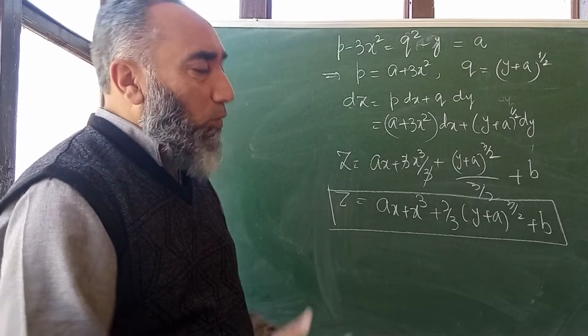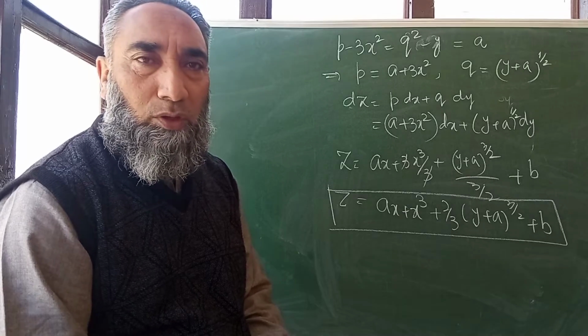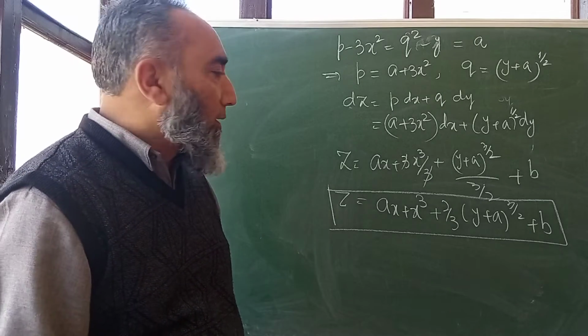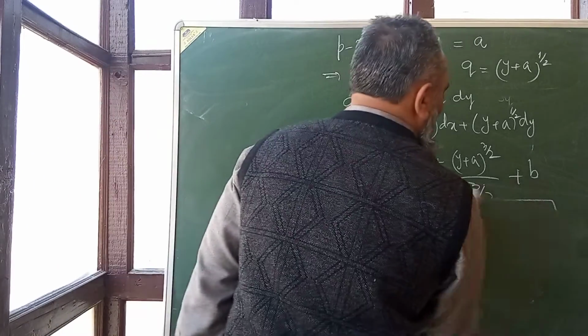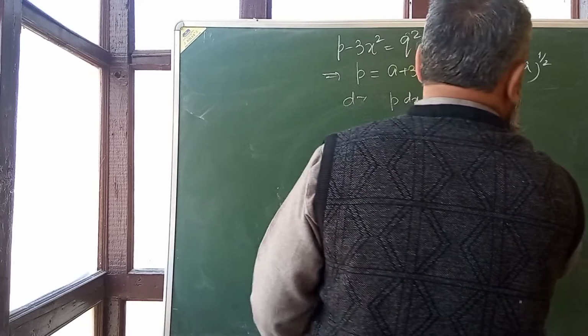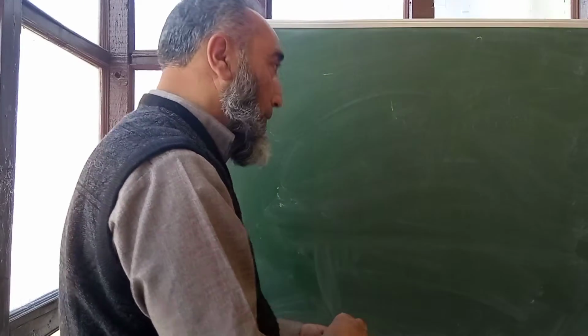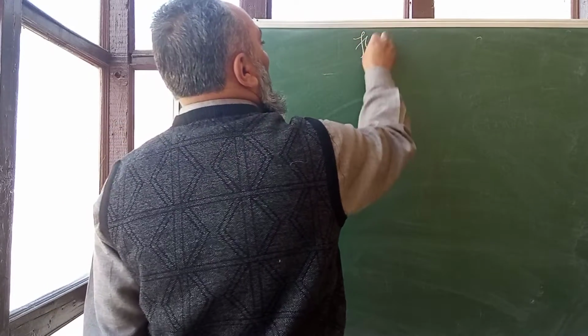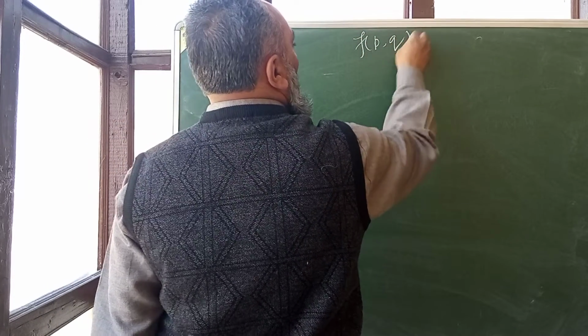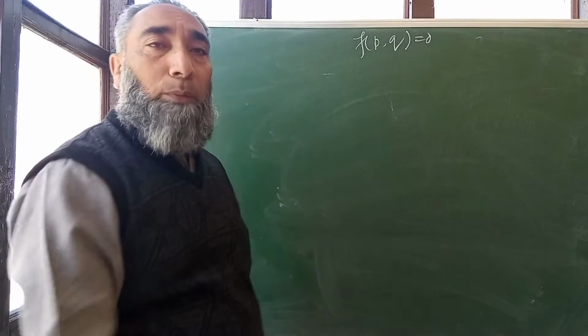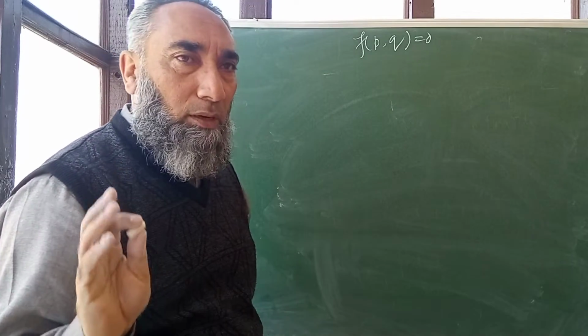So you will have more questions. I will be sending more questions to you for your practice. Let me take up one more example, this form, which is f of p, q equals 0. Only p and q will be present: no x, no y, and no z.